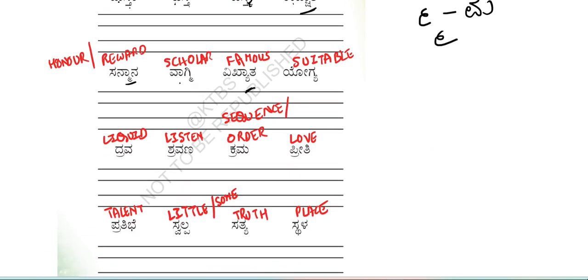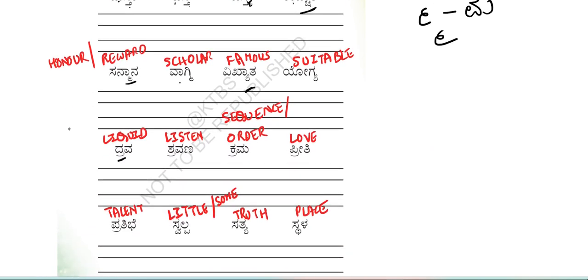Then Drava. This is a symbol of Ra. Okay, the half moon symbol of Ra. So Drava means something which is in its liquid form. Shravana. Shravana means to listen. Krama. Krama means order. Then Preeti. So here E is there, Gunitakshara, which will get added to the Ra. So Preeti means love.